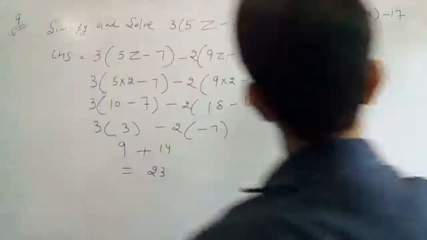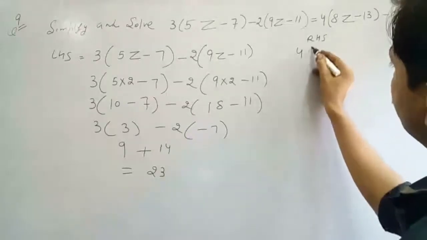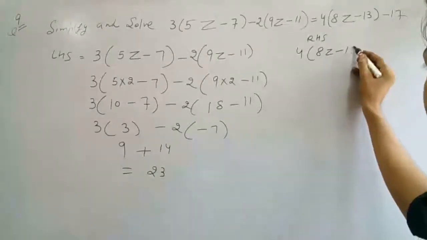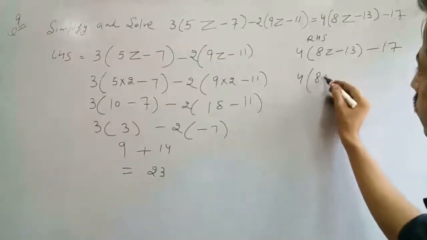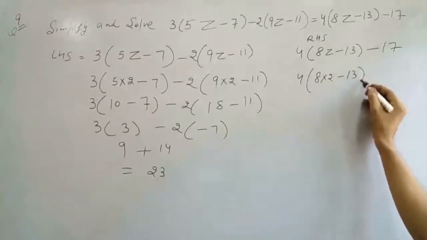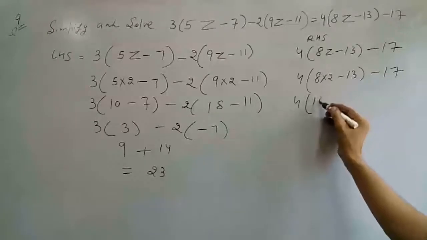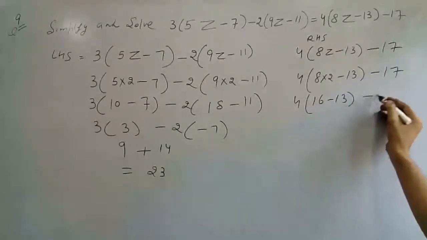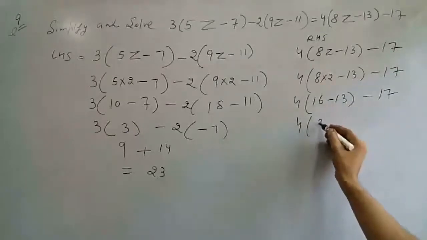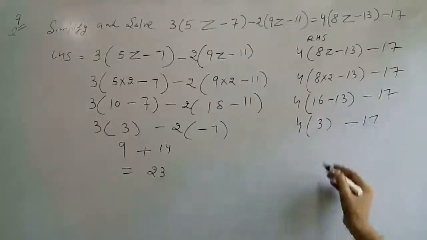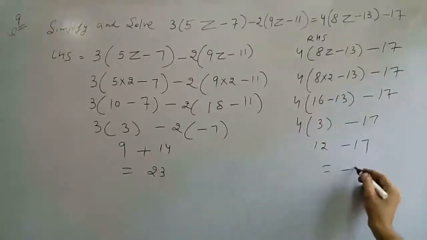Now the right hand side also. This is our right hand side: 4 into 8 into z minus 13, minus 17. Solve this. 4 into 8 into 2 minus 13, minus 17. Now solve. 4 into 8 into 2 is 16, minus 13, minus 17. 16 minus 13 we get 3. So 4 into 3 is 12. 12 minus 17, we get minus 5.